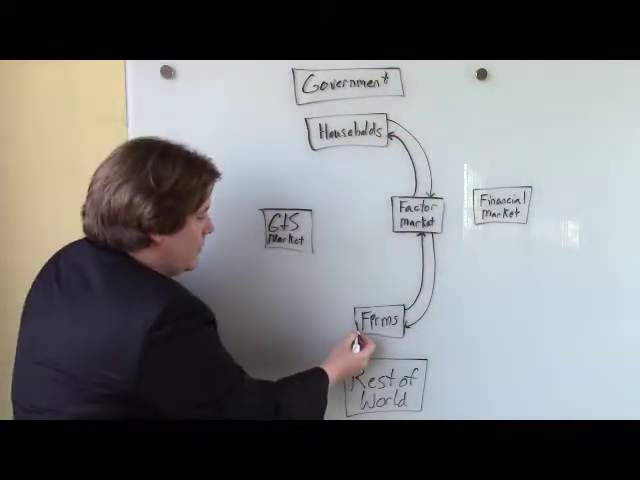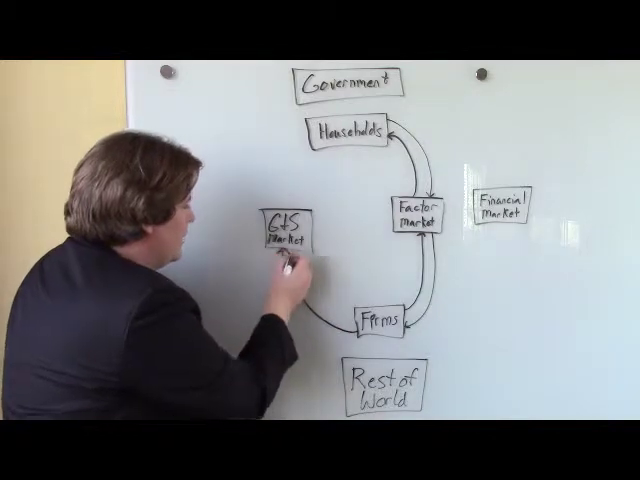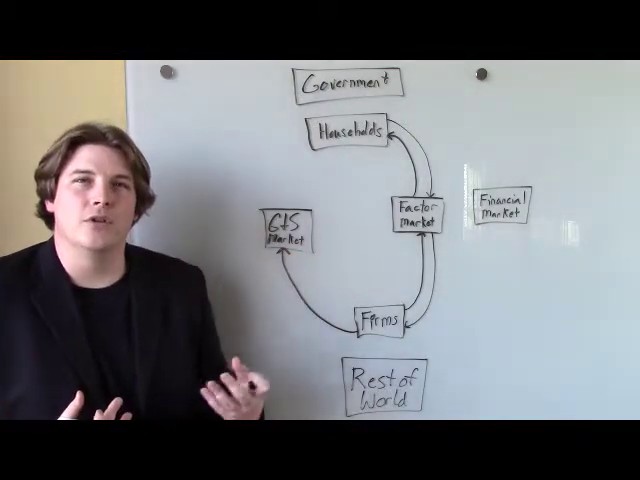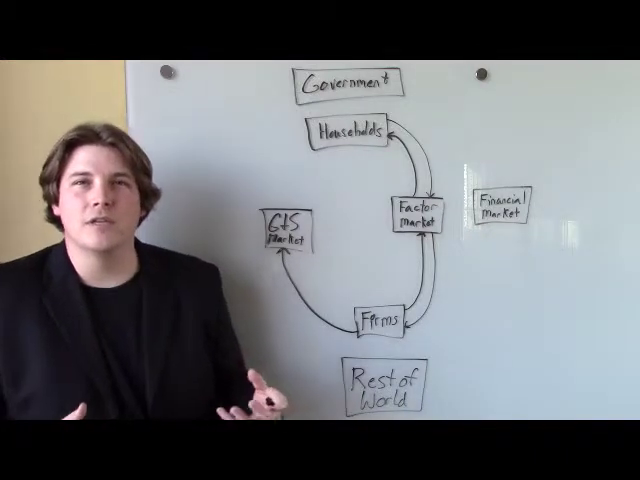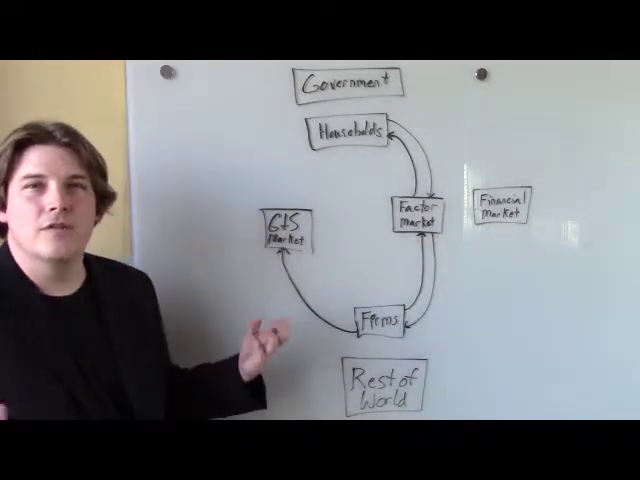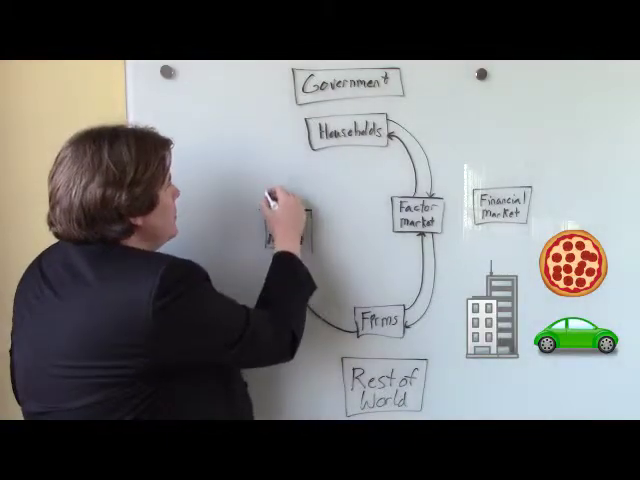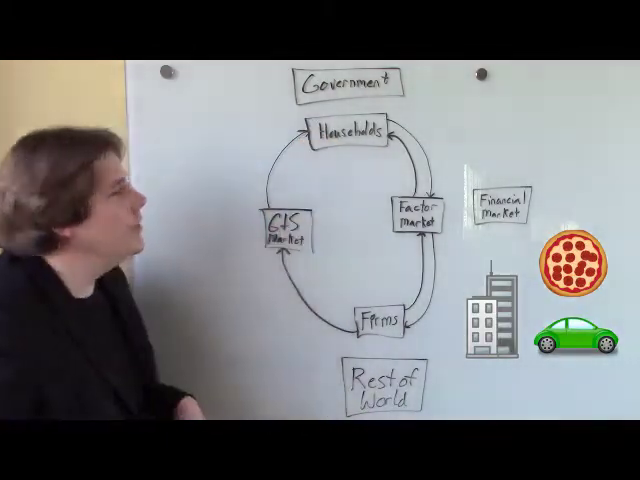Now the goal of firms is to earn a profit, and the way that they do that is they take the factors of production, land, labor, capital, and entrepreneurship, and they turn it into goods and services. Delivery services, lawyer services, or goods like buildings or cars. And those goods and services, they go to households.